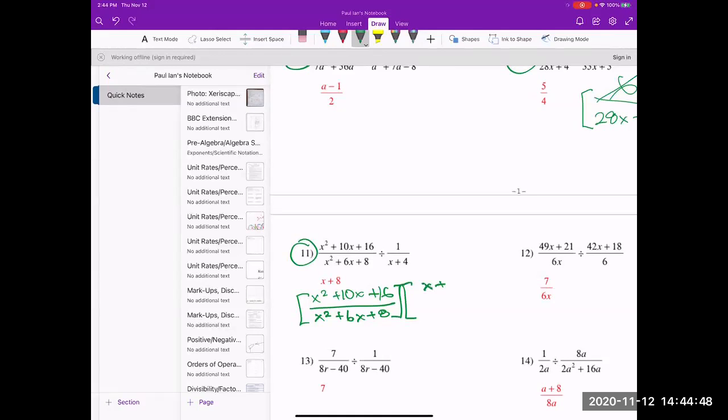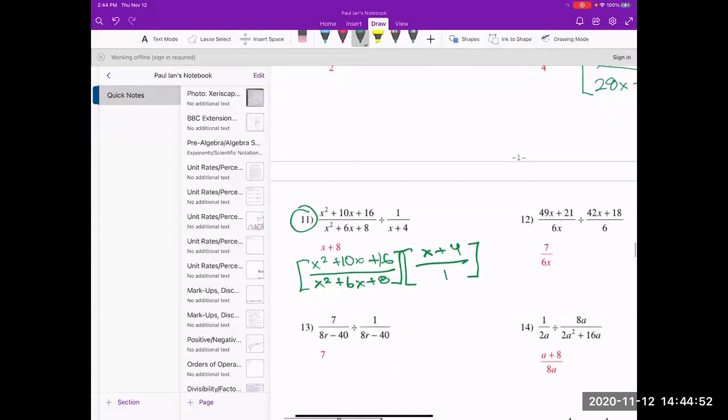X plus 4 over 1, right? Yeah. So we have to do what we did on the other one with this first term right here. So the top one, what do you have to times it to get the x squared plus 10x plus 16? So it's x first, right? Yeah. And then what do you multiply to get 16 so that you can get 10 when you plus them?